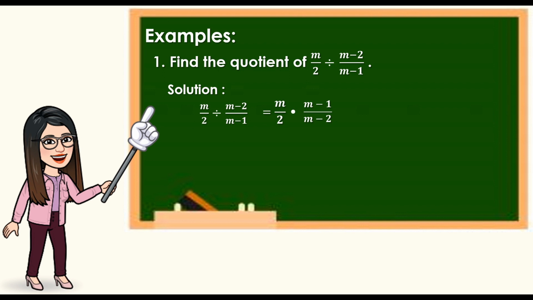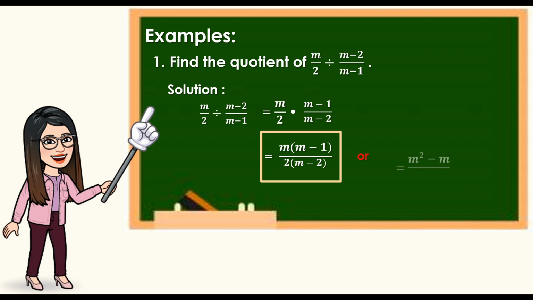Okay? So let us multiply. We have m times the quantity of m minus 1 all over 2 times the quantity of m minus 2. As you can see, we cannot simplify that anymore, so therefore, that's the final answer. Or, if you want to distribute m and 2, we can now have m squared minus m, and then we have 2 times m is 2m, 2 times negative 2 is negative 4. This can also be a final answer.